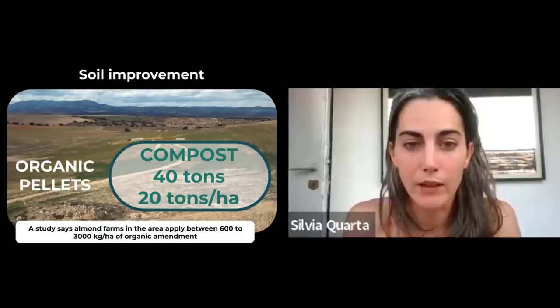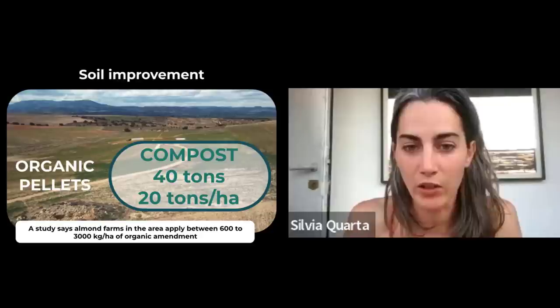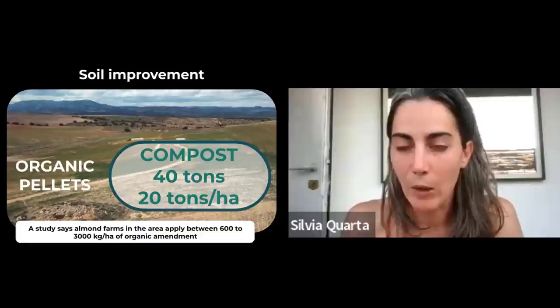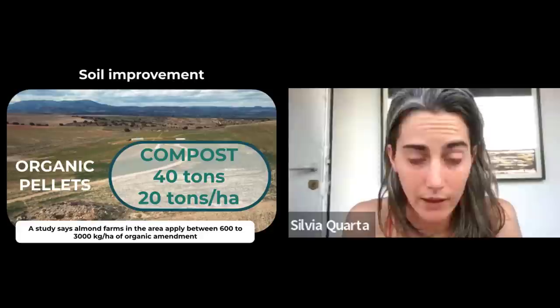Also, the amount of compost that was added was pretty big, 40 tons. So more or less 20 tons per hectare, which is much more than what the average farmer does. But I think still, this was in 2018, and you can still see nowadays the impact on the land. We can go further.